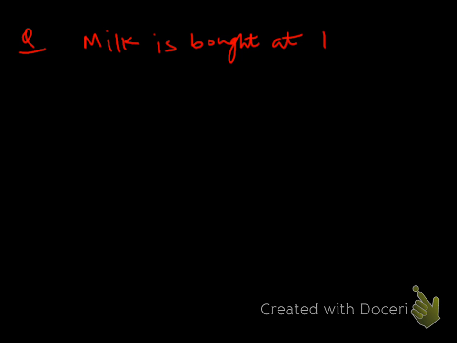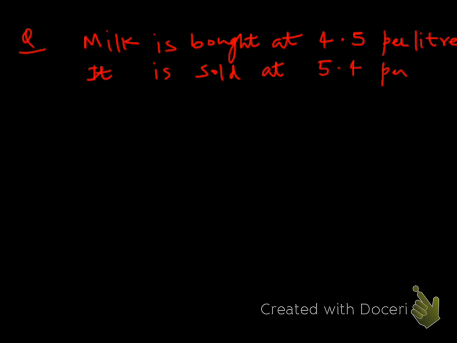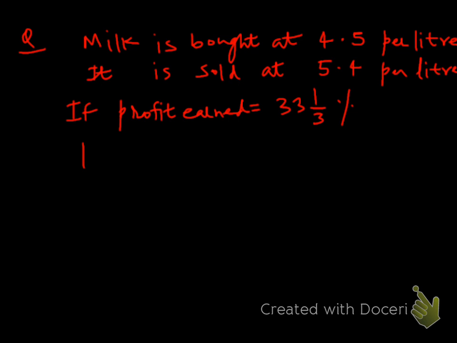You bought milk at 4.5 per liter, and then you sold it at a rate of 5.4 per liter. It is bought at 4.5 per liter, it is sold at 5.4 per liter. And in this process, you made a profit of 33 1 by 3%. 33 1 by 3%, I repeat, that's really important.